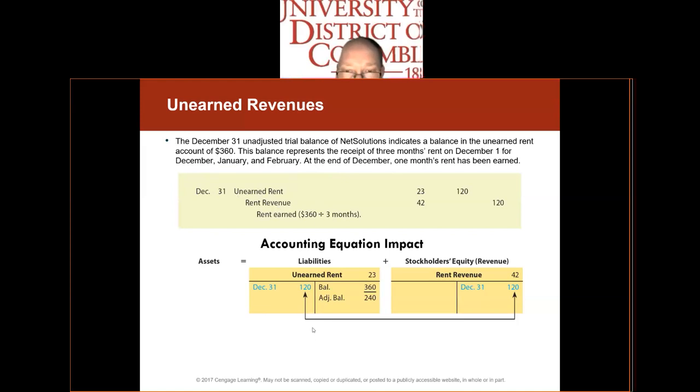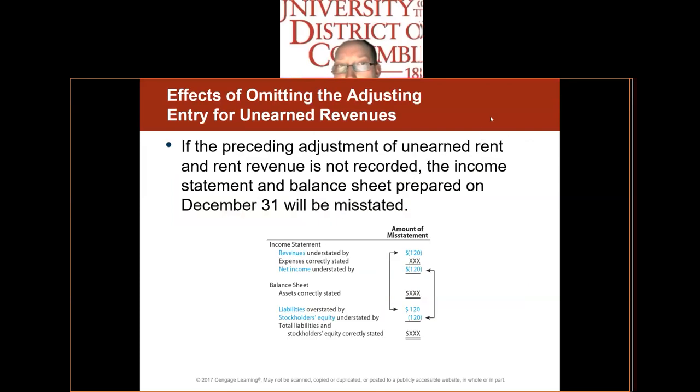And how does it look on our accounting equation? I am reducing my unearned rent account by $120 and increasing our rent revenue by $120. And if I were to omit that or accidentally forget to make that adjusting entry, it makes it look like my revenue is low by 120, which means my net income will be understated by 120. And my liabilities will be overstated by 120, and my stockholders' equity would be understated by 120.